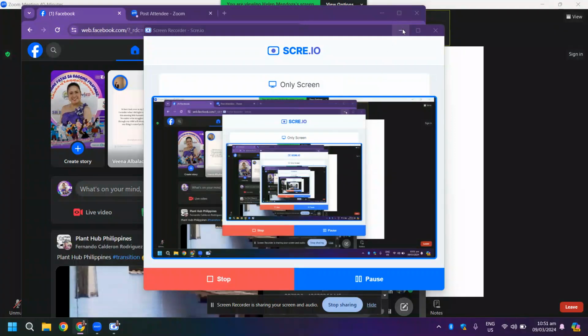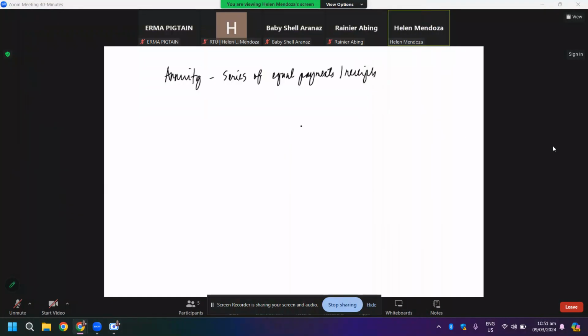Or receipts. So I know this is but a review for you. An annuity is a series of equal payments or receipts occurring at equal intervals of time. So an annuity may be, again, taken from the perspective of the borrower and the lender.